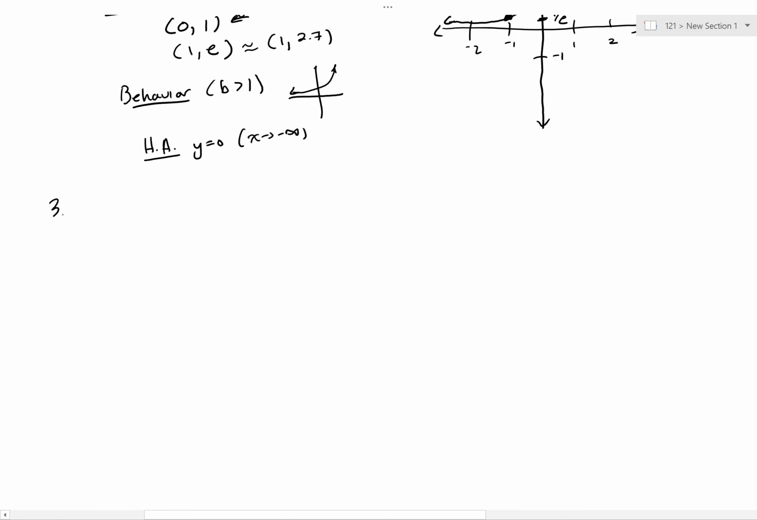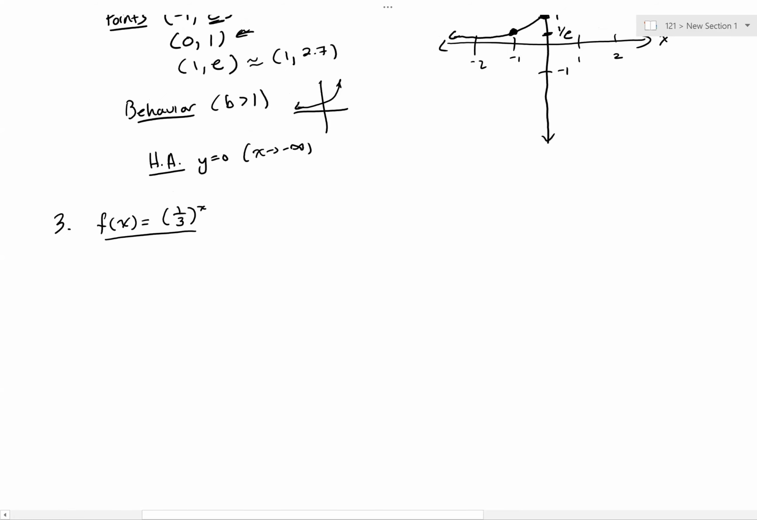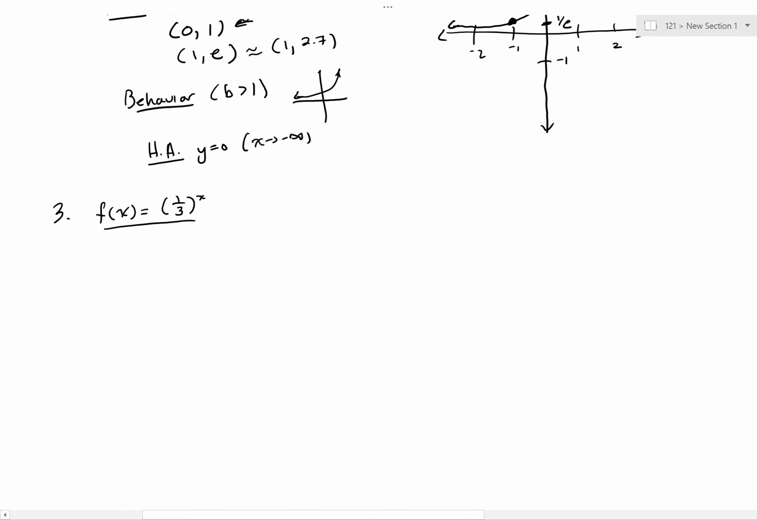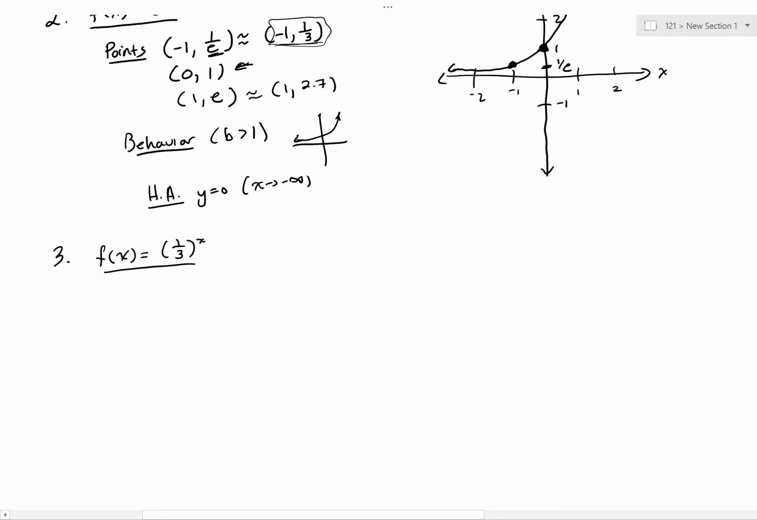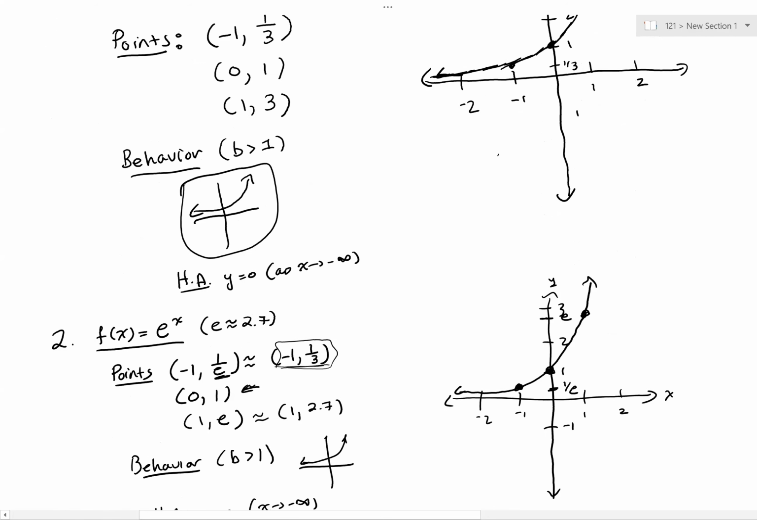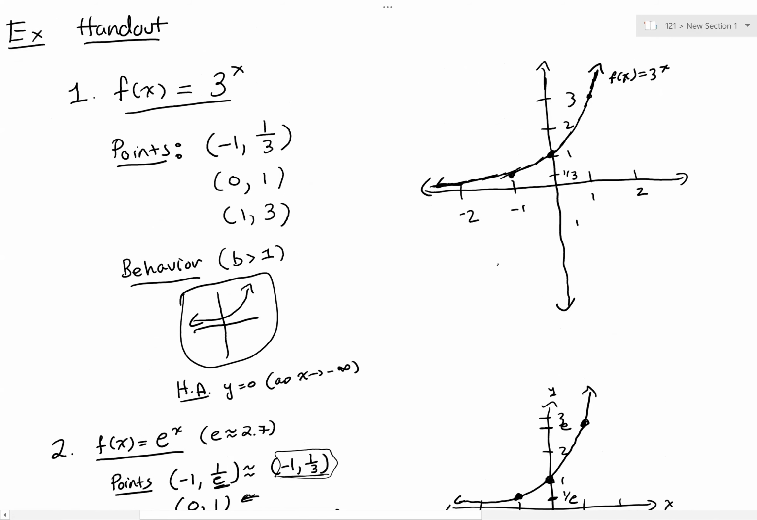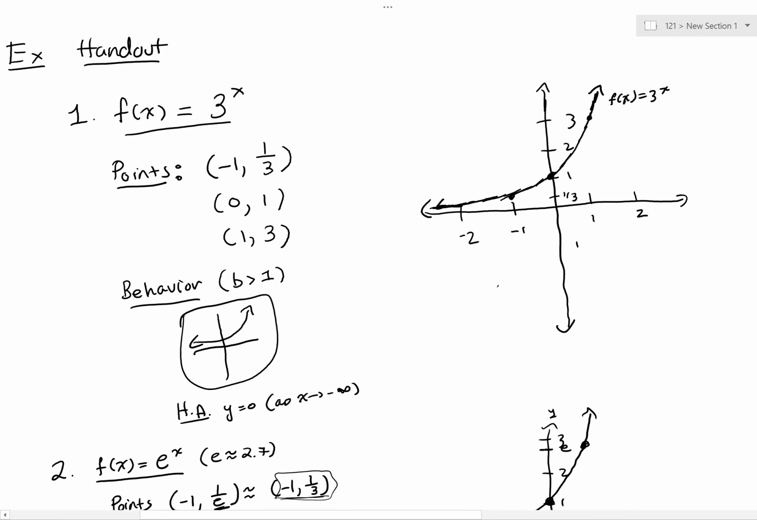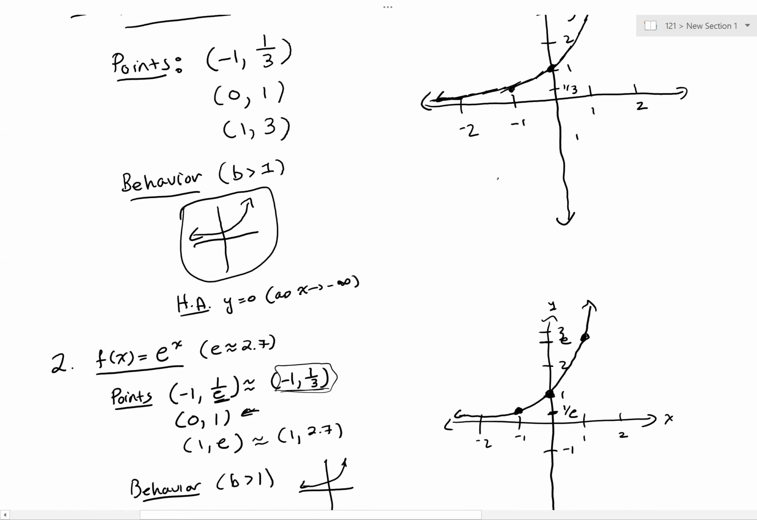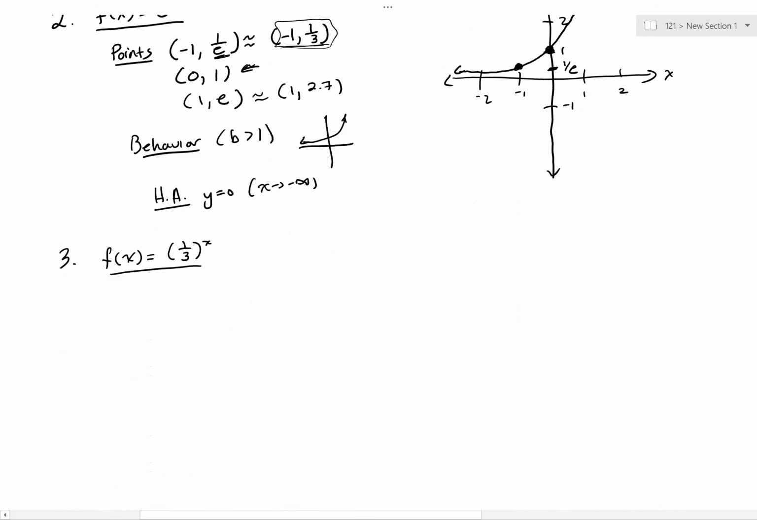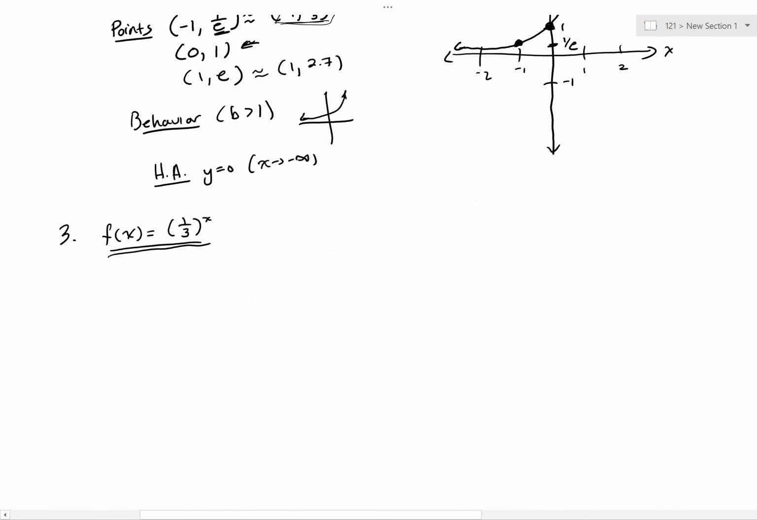Number 3 here is a little bit different. We have f of x is equal to 1/3 to the x. In the previous video, we did graph 2 to the x and 1/2 to the x. In the first example, we graphed 3 to the x. It's going to have a similar kind of behavior relationship between 2 to the x and 1/2 to the x. So 3 to the x and 1/3 to the x have that similar relationship with the reciprocal.